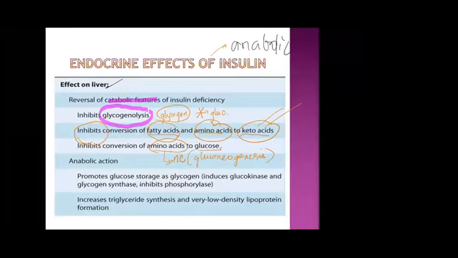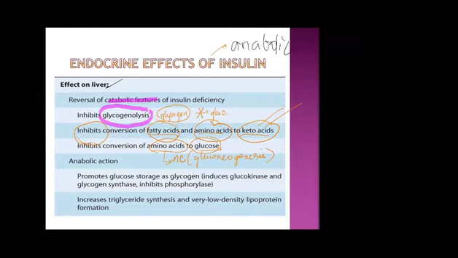It blocks conversion, or it blocks gluconeogenesis. So when we inhibit gluconeogenesis, it prevents accumulation of glucose. So still, it's anabolic. Okay? So anabolic siya. So yan yung mga effect niya, first three effects niya sa liver. What else? Tuloy tayo, dun tayo sa baba.